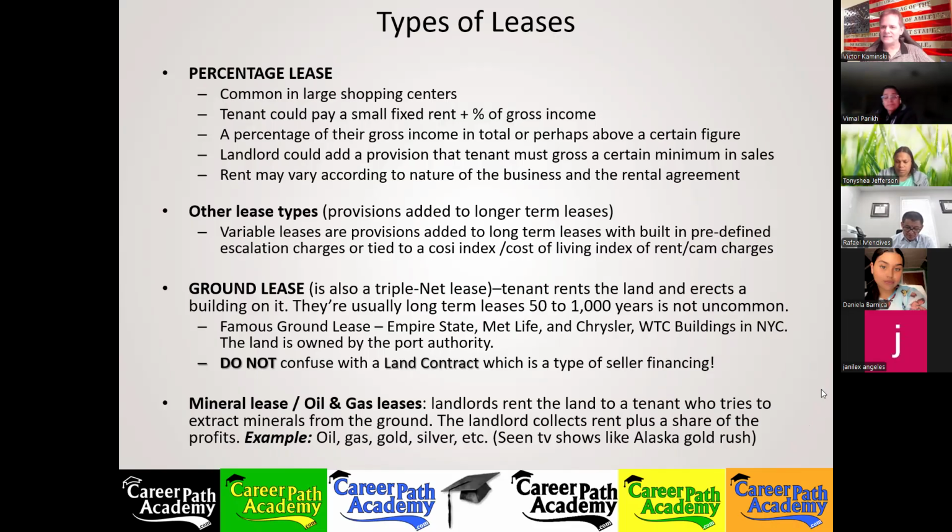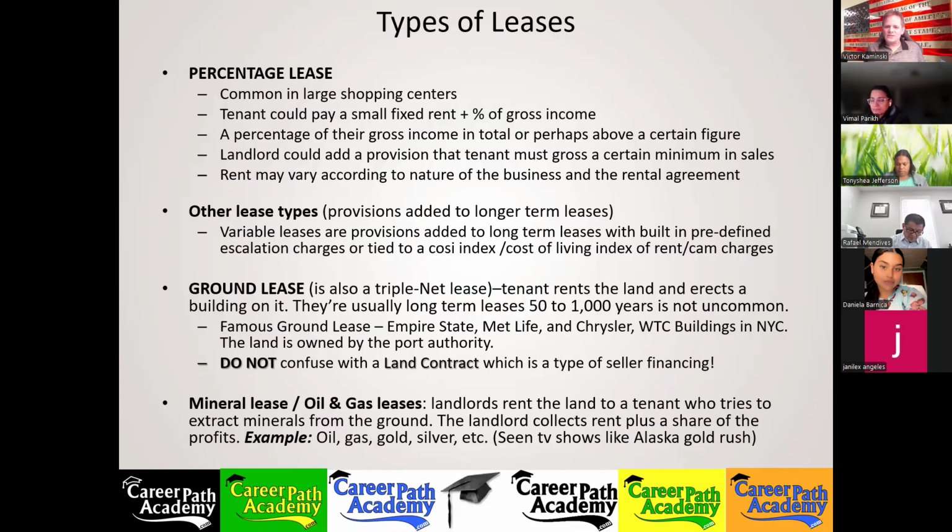Sometimes they're called oil or gas leases as well, depending on what the mineral is, right? So landlords basically rent the land to a tenant who tries to extract minerals from the ground. So land leases and mineral leases and oil and gas leases, they're very similar to percentage leases because you're leasing the ground with a further agreement with the landlord that whatever minerals you're trying to extract from the ground, you're going to share a percentage of that profit with the landlord. And they usually do have a minimum requirement that you do get out of the ground.